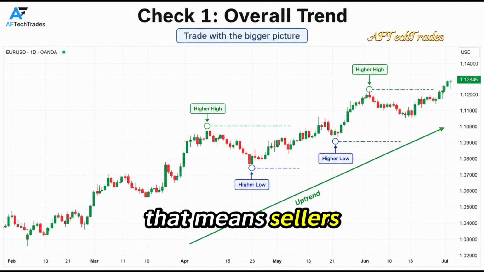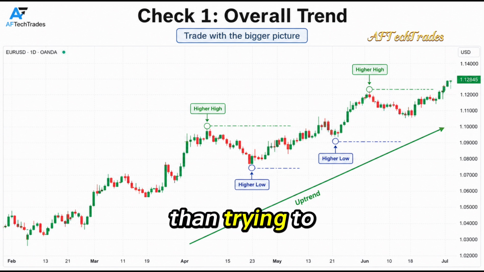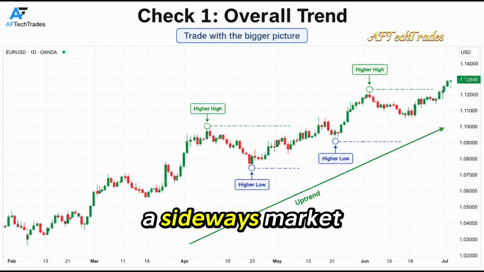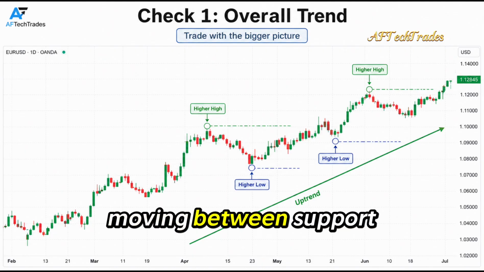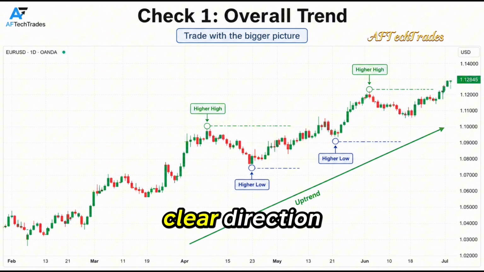That means sellers are mostly in control, and selling pullbacks may make more sense than trying to buy every small bounce. But if price is moving sideways, that is different. A sideways market means price is not clearly trending. It may be moving between support and resistance. In that type of market, entering in the middle can be dangerous because price may not have a clear direction.